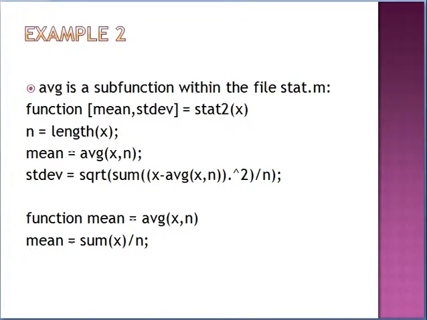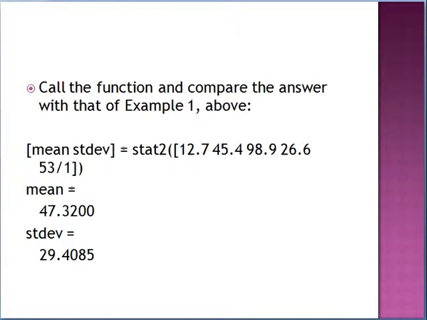Now the function mean is equal to average of x comma n, and mean is equal to the sum of x divided by n. Here we are declaring another function, average, that is a subfunction of the main file. In this our inputs will be x and n, and the output will be mean. Now call the function and compare the answer with that of example one.